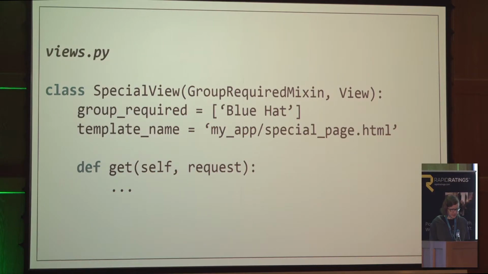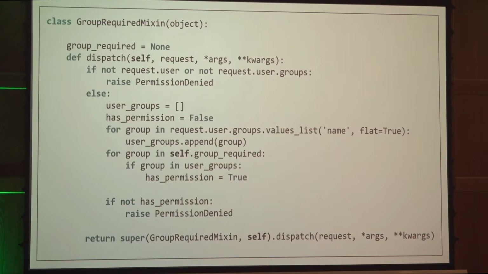One way to achieve this is to create a mixin to use with our views. So here is our view that is using our group required mixin, and it has a variable called group required, which is a list of the group names that we want to be able to see this view. So anyone not in this list will be denied. And here is the actual mixin.